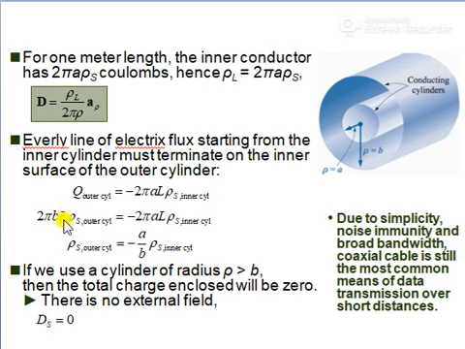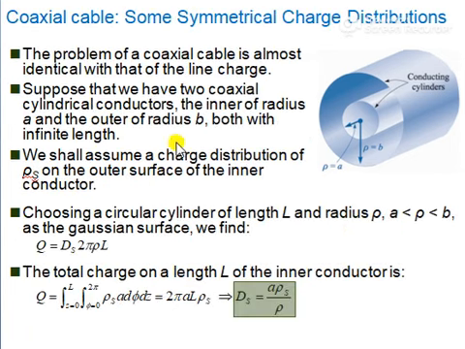So this formula is used to know the charge enclosed in the inner cylinder and the charge enclosed in the outer cylinder. If we use a cylinder of radius rho greater than B, then the total charge enclosed will be 0. There is no external field. Therefore D rho will be equal to 0. Due to simplicity, noise immunity and broad bandwidth, coaxial cable is still the most used means of data transmission over short distances. So hence we have derived the value of Q.